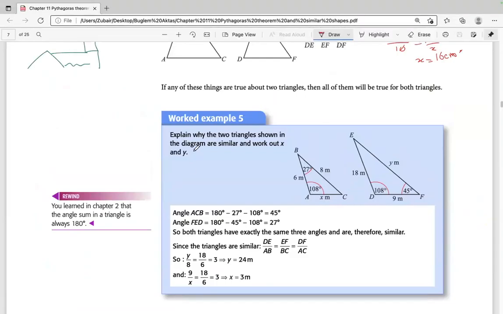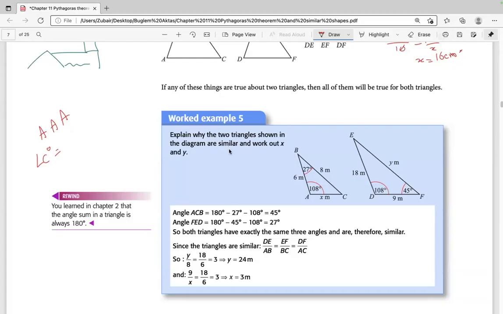Worked example. Explain why the two triangles shown in the diagram are similar and work out x. Firstly, we have to show why they are similar. We just did one property, that was angle, angle, angle. If I look at the smaller triangle, that is A, B, and C, I do have two angles. How can I find the third one? It's going to be on the other triangle, so 45. You can maybe add them together.